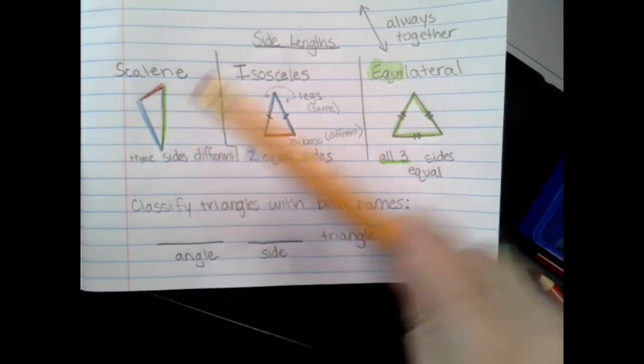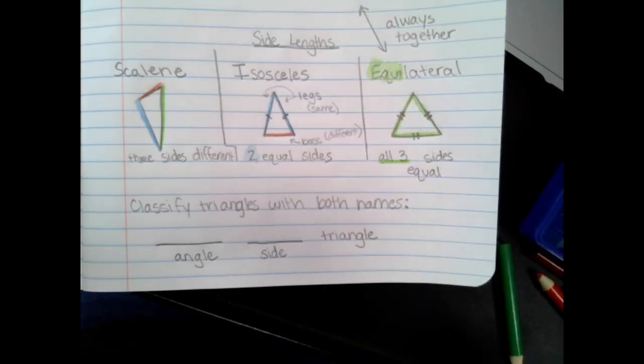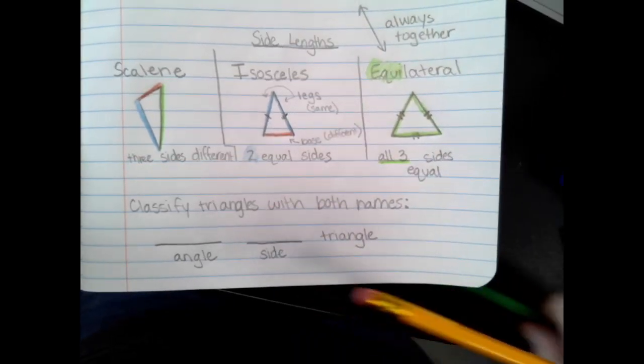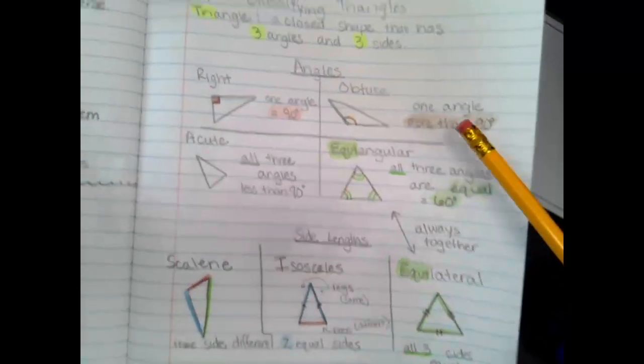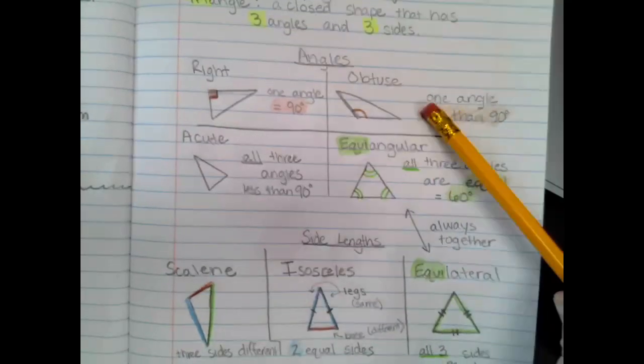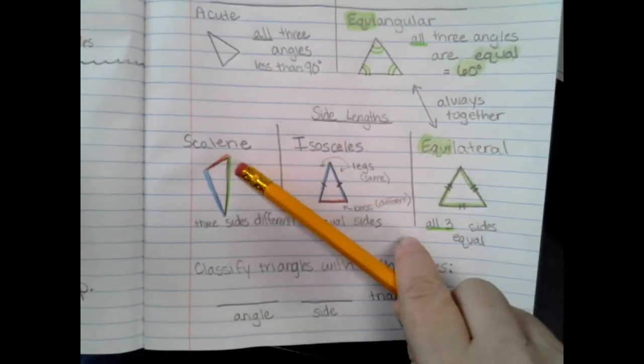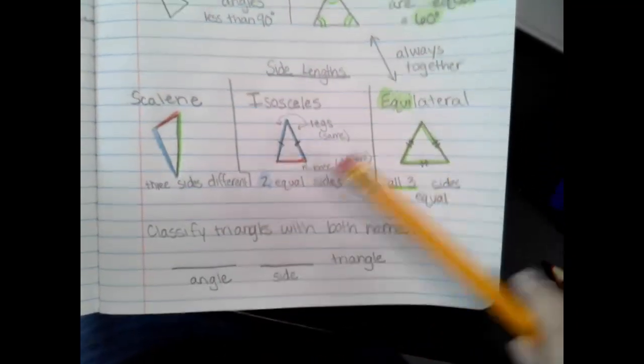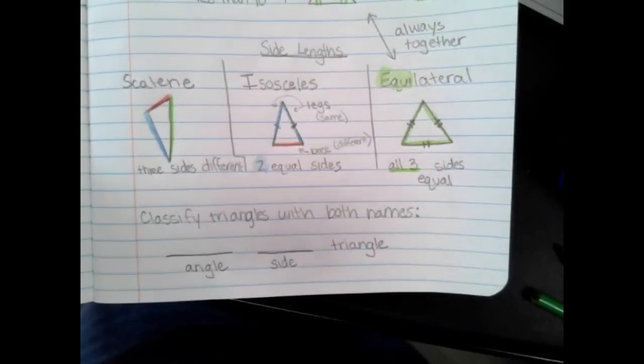Okay, same thing with these triangles. If you say scalene obtuse, it's not wrong. We get the idea. But when we name it with both, we want to name it first with an angle, so like obtuse scalene or acute isosceles. Okay, we always start with the angle name and then the side name.